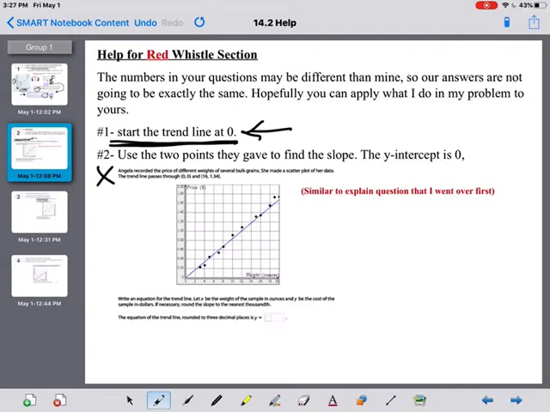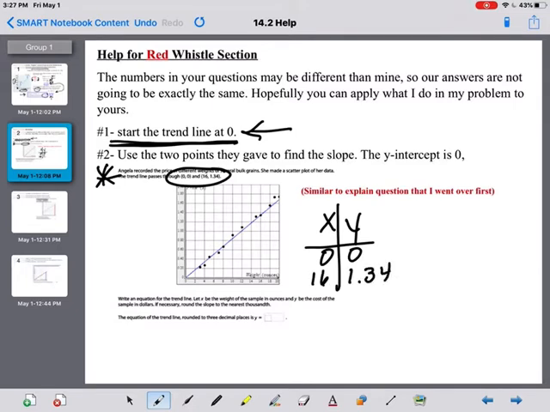So within this problem here, they're giving you 2 points here. 0, 0, the origin, and then 16, 1.34. So they're asking you to write an equation for a line of best fit. So this is pretty similar to the equation that I went over just previously. All right, so again, you can set up your table. You can substitute in your first point, 0, 0, your second point, 16 and 1.34.